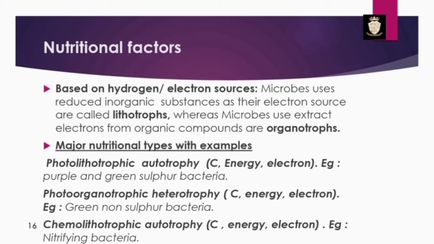Photolithotrophic autotrophs: carbon, energy, electron. Example, purple and green sulfur bacteria. Second one is photoorganotrophic heterotrophy: carbon, energy, electron. Example, green non-sulfur bacteria. And the third one is chemolithotrophic autotrophy: carbon, energy, electron. Example, nitrifying bacteria.